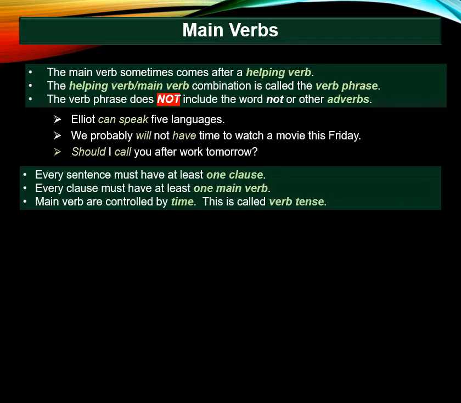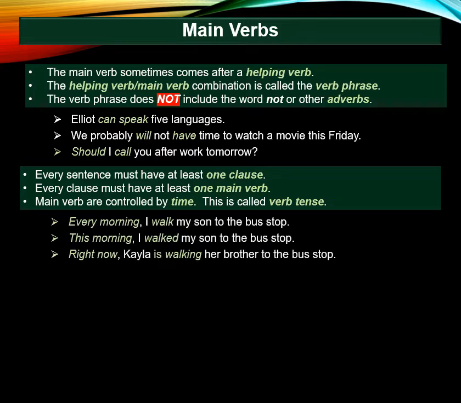Every sentence must have at least one clause. Every clause must have at least one main verb. Main verbs are controlled by time. This is called verb tense. Every morning I walk my son to the bus stop. This morning I walked my son to the bus stop. Right now, Kayla is walking her brother to the bus stop. The form of walk changes when the time changes.